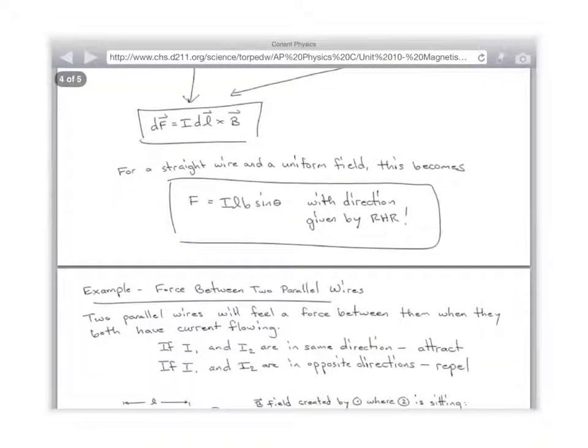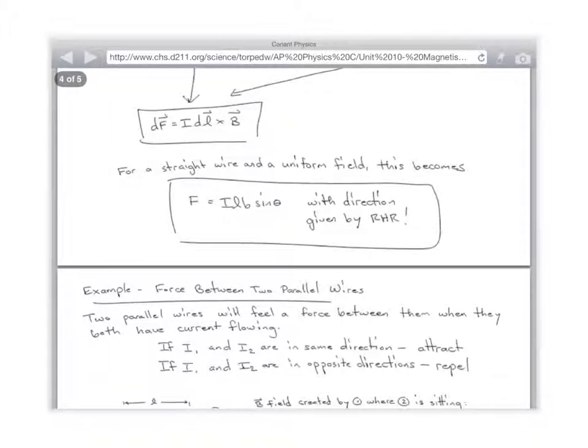Okay, what this means is if you have a wire, you don't have to do all sorts of crazy angles or anything like that. You can just say I L B sine theta is the force, or B I L sine theta. Remember the Bill equation? Yeah, this is it. It comes from the Biot-Savart law, just without any integrating.